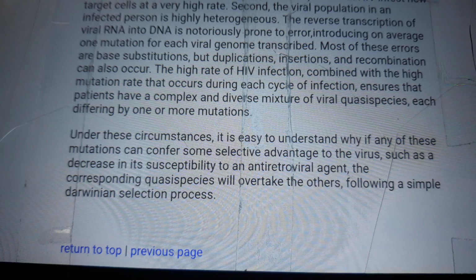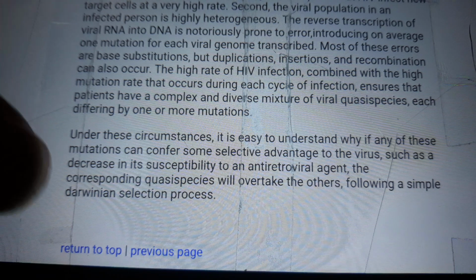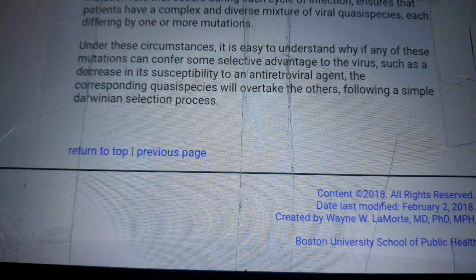The high rate of HIV infection combined with the high mutation rate that occurs during each cycle of infection ensures that patients have a complex and diverse mixture of viral quasi-species, each differing by 1 or more mutations. Under these circumstances, it is easy to understand why, if any of these mutations can confer some selective advantage to the virus, such as a decrease in its susceptibility to an antiretroviral agent, the corresponding quasi-species will overtake the others following a simple Darwinian selection process.